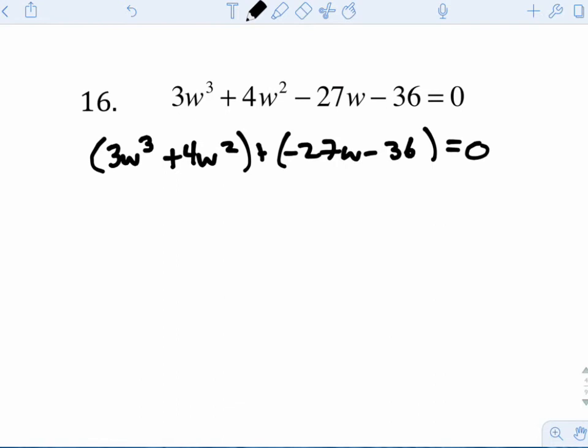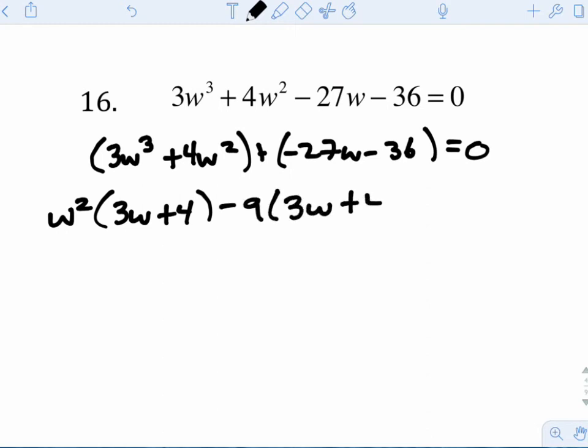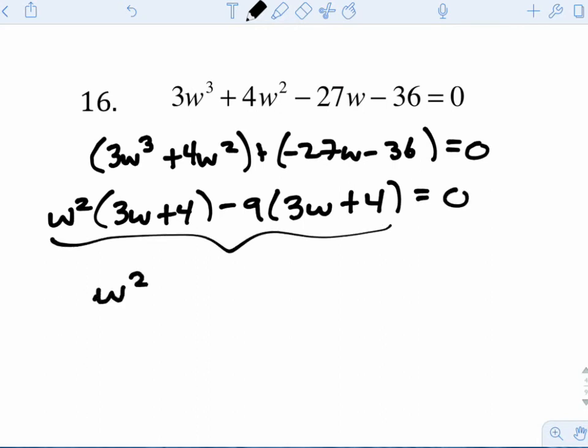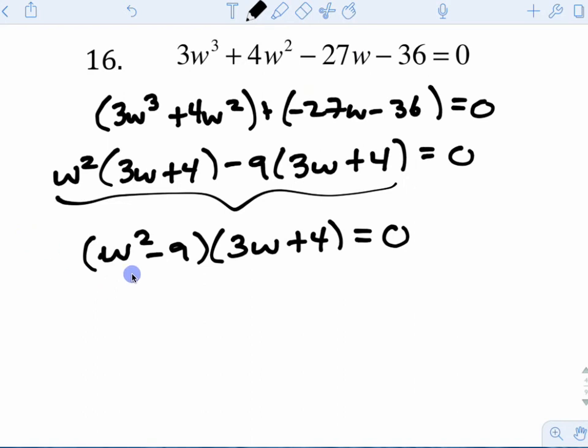All right, common factor from the first grouping, I'm thinking just a w squared times the quantity of 3w plus 4. Common factor from the second grouping, I'm thinking negative 9. So negative 9 times the quantity of 3w plus 4. Awesome. I was hoping we'd get another 3w plus 4, which means we can factor all of this as w squared minus 9 times the quantity of 3w plus 4. And always ask yourself, can I factor more? In this case, the answer is yes. W squared minus 9 factors even further. That's going to factor as w plus 3 times the quantity of w minus 3. And then, of course, we still have this 3w plus 4 going on.